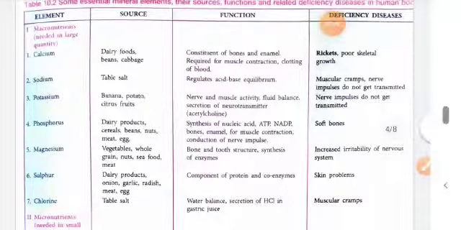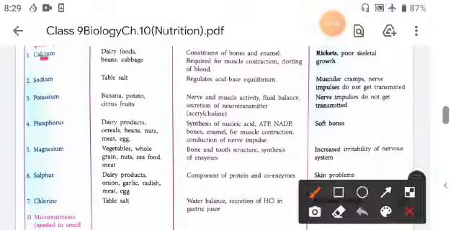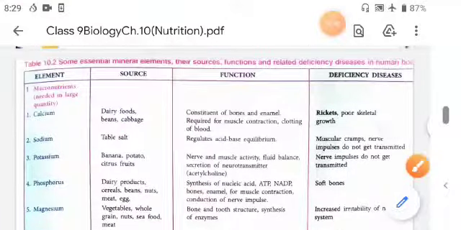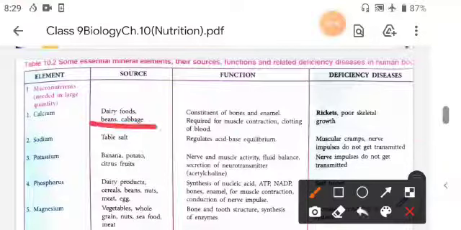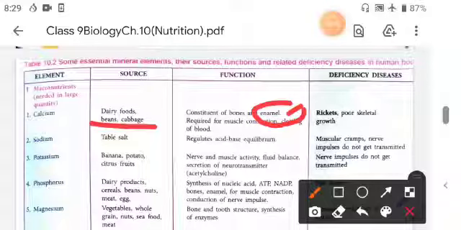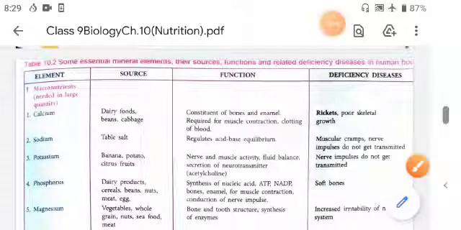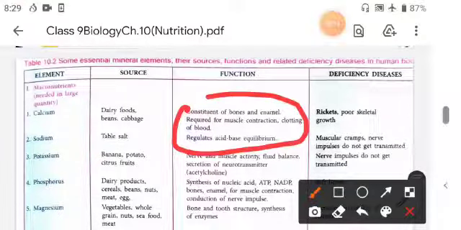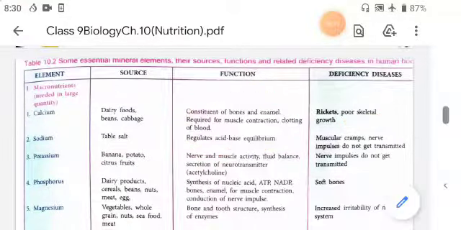Here first is calcium. The source of calcium is dairy foods, beans, cabbage. The function: constituent of bones and enamel, which means it is found in teeth, required for muscle contraction and clotting of blood. It regulates the acid base equilibrium, and due to the deficiency of calcium, rickets or poor skeletal growth will be there.